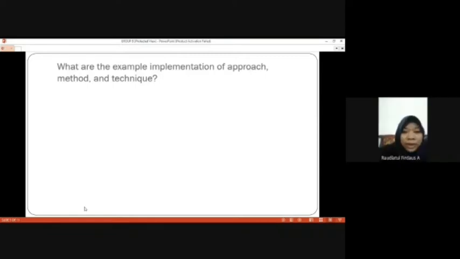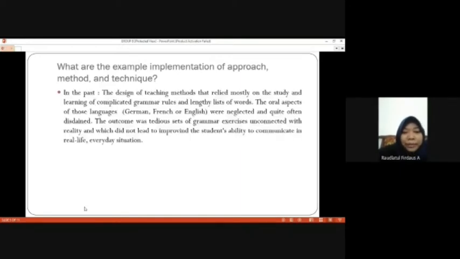So, what are the example implementations of approach, method, and technique?